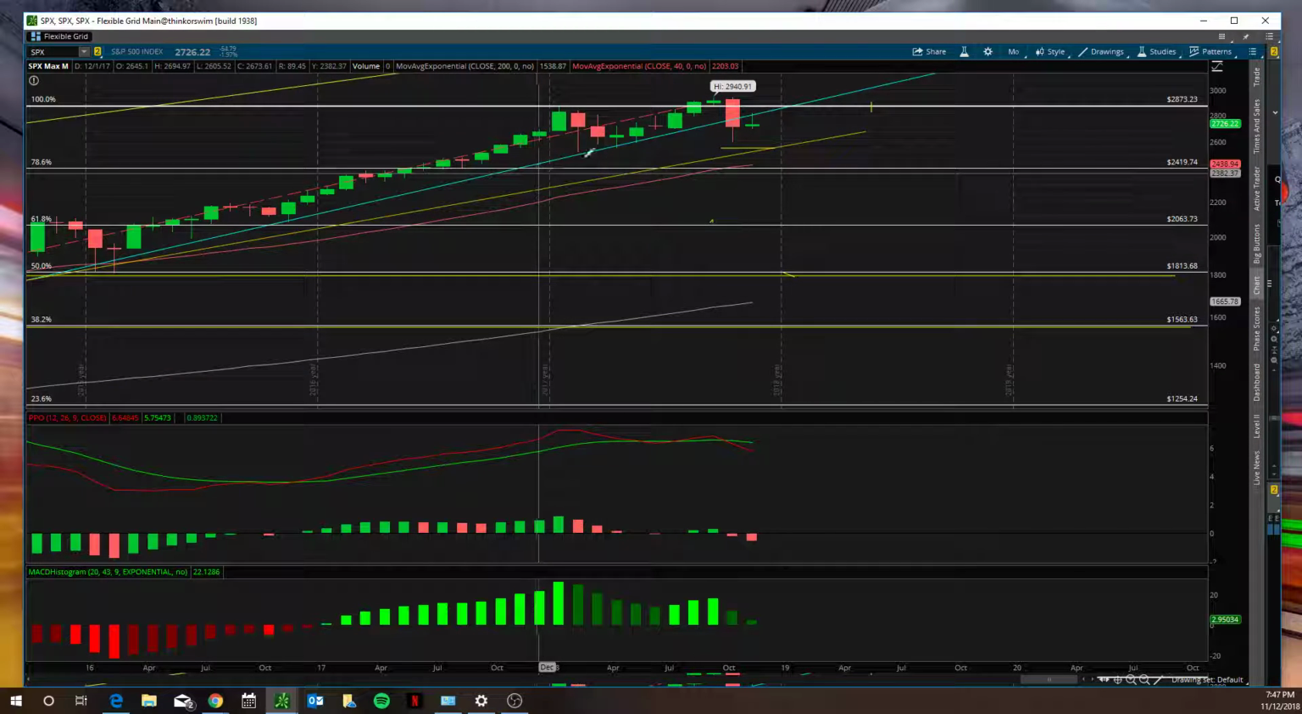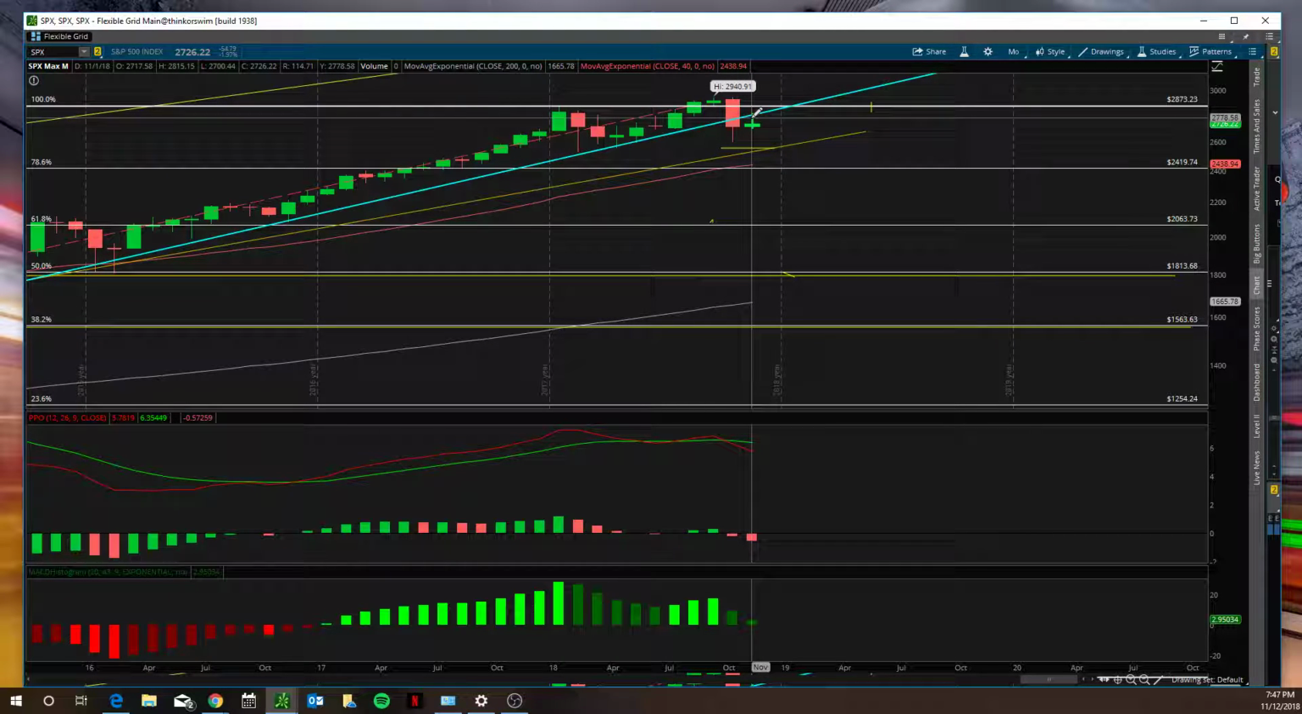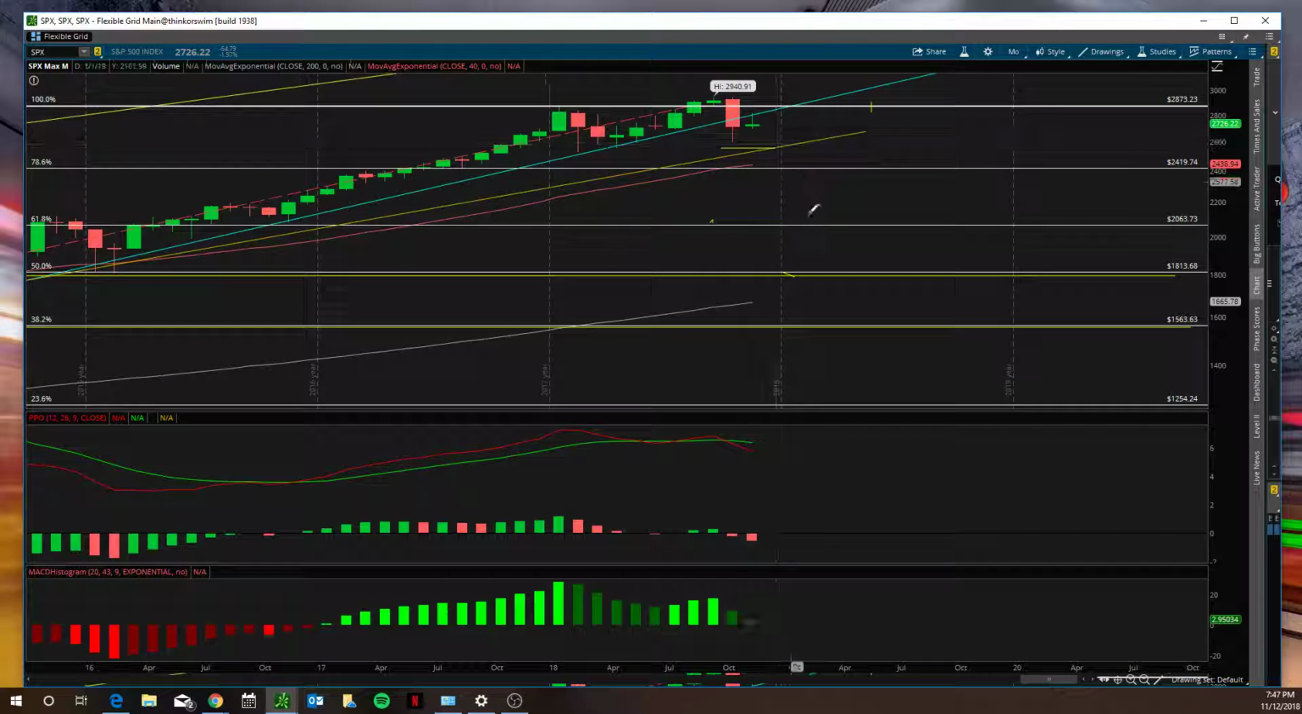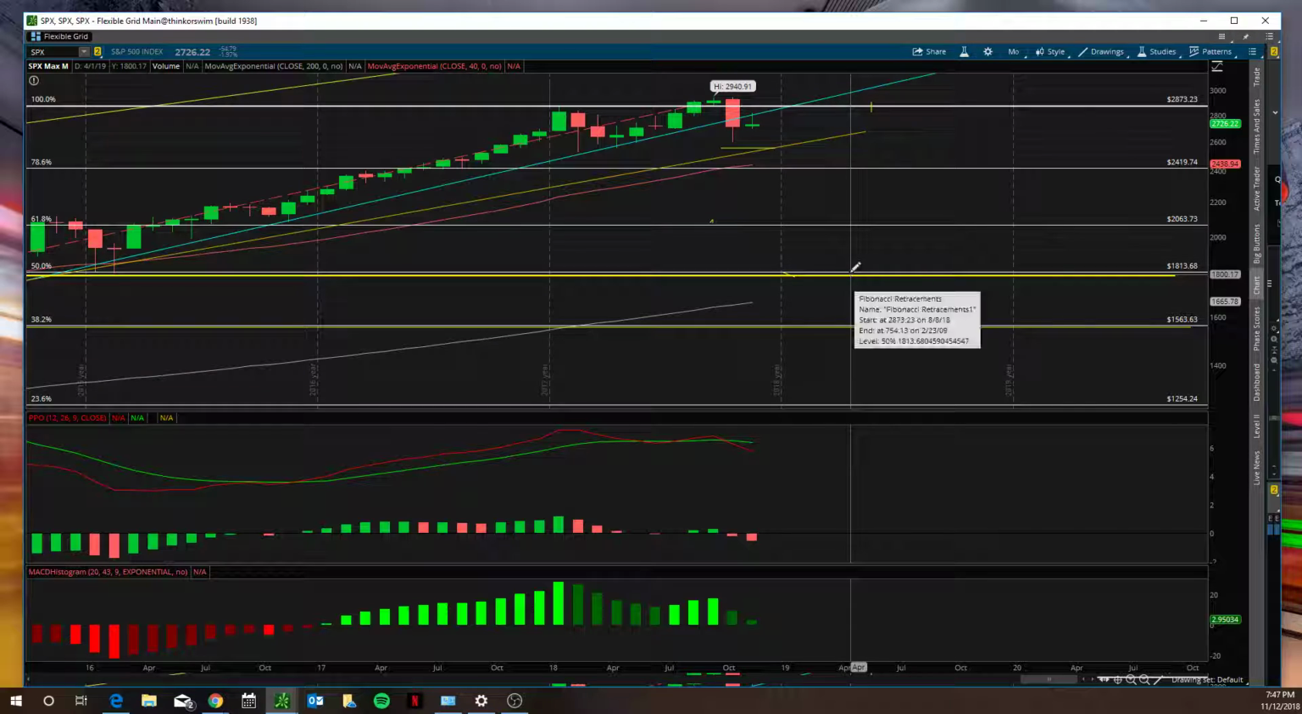At one point, this uptrend line was the support area. Now it's acting as resistance. If we cannot get back over this line, there will be a very swift move down in the markets.